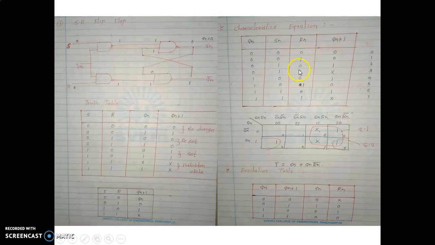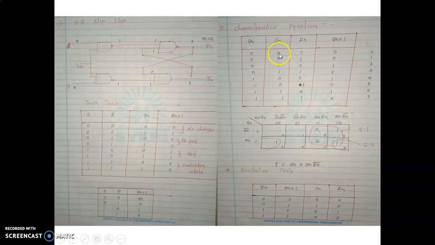So again we have to consider the standard digits. For Rn we can write 0, 1, 0, 1, 0, 1 like this. For Sn 0, 0, 1, 1, and for Qn four times 0, four times 1. So depending on this we have to write the next state. That next state can be calculated from the truth table. Now how to calculate it? We have to go for the type of flip-flop, that is the SR flip-flop.